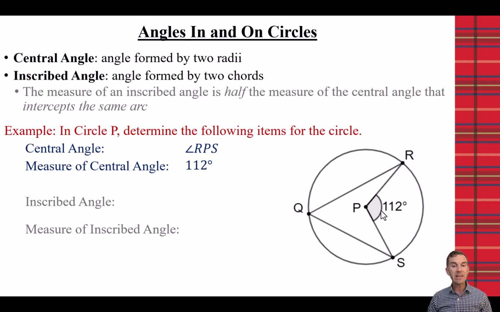That means then that the inscribed angle, that's going to be the angle that's on the circle, that would be RQS or SQR. And that measure is always half of the same central angle. See, they're both opening to this arc RS. So we can take that 112 divided by 2 and say that the inscribed angle's measure here would be 56.